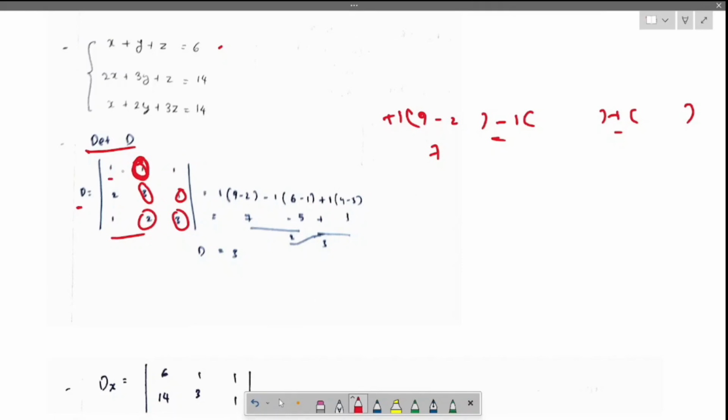If you ignore like this, then what is left? 2 into 3, 6, minus 1 into 1, 1. Now for the last 1, you need to ignore like this. Now 2 into 2, 4, minus 1 into 3, 3. This is how it will be. When you simplify, you will get the determinant as 3. This is how you need to follow to get the determinant. Now let me find Dx.